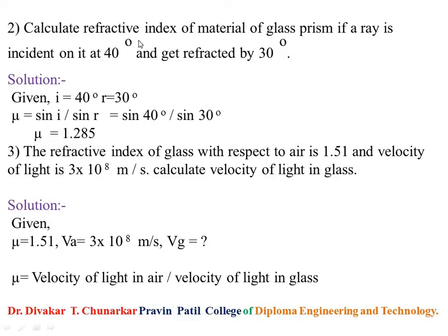So again I revise this numerical problem. First we write the parameters given in the problem. We are given the angle of incidence I, 40 degrees, and the angle of refraction, 30 degrees. Our formula is mu equals sin I upon sin R. Mu is the refractive index, so we put I equal to 40 degrees and R equal to 30 degrees. So we get mu equal to 1.285.